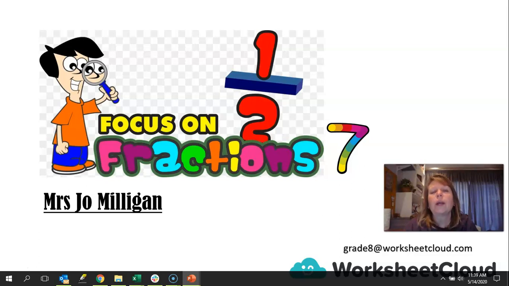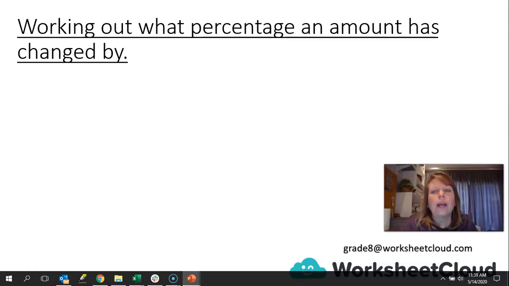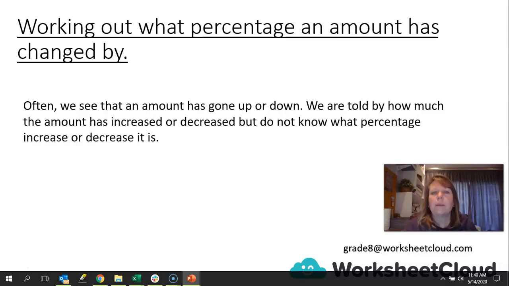So we're going to carry on looking at percentages this time, but this time we're going to work out what percentage increase or decrease we have. So working out what percentage an amount has changed by, we often see that amount has gone up. If you think about going to the shops, you can see that a t-shirt that you saw last week was at one price, and when you go again 2 weeks later, it has increased in price. And sometimes it's interesting to work out what percentage they have increased that product by.